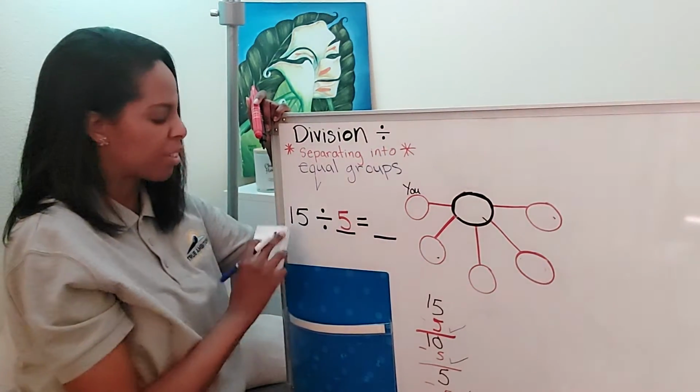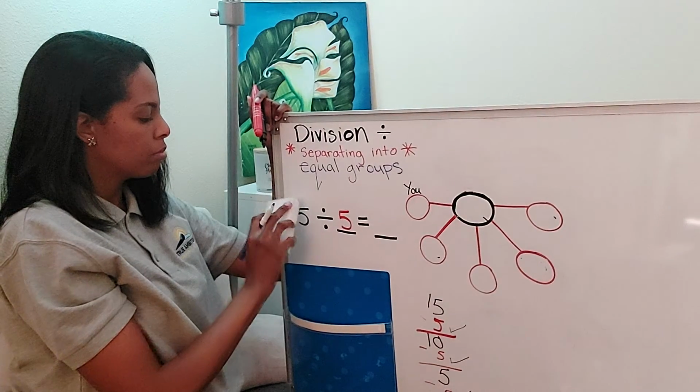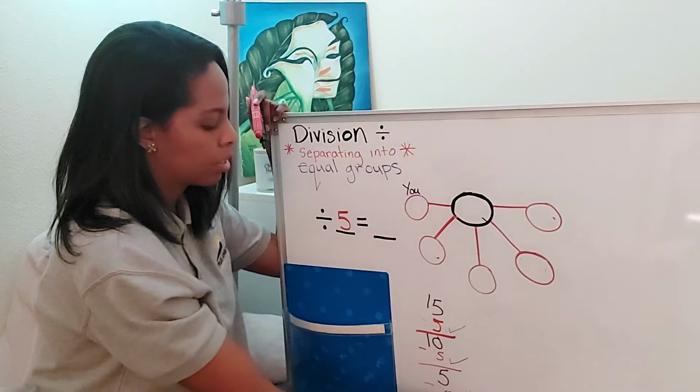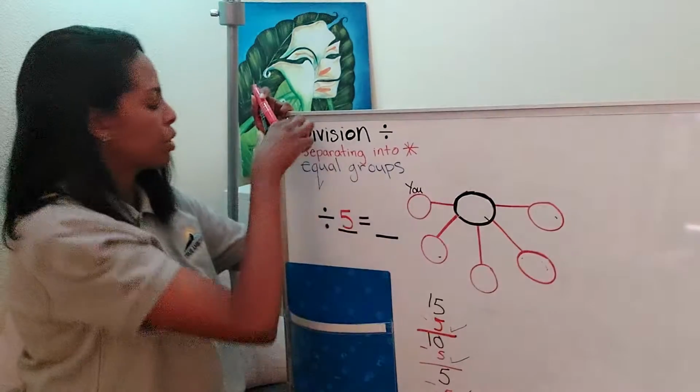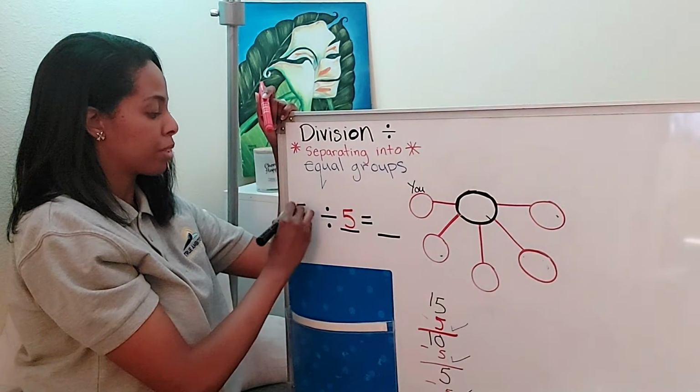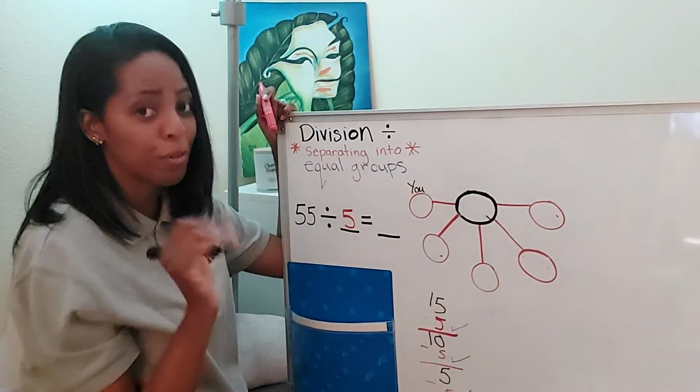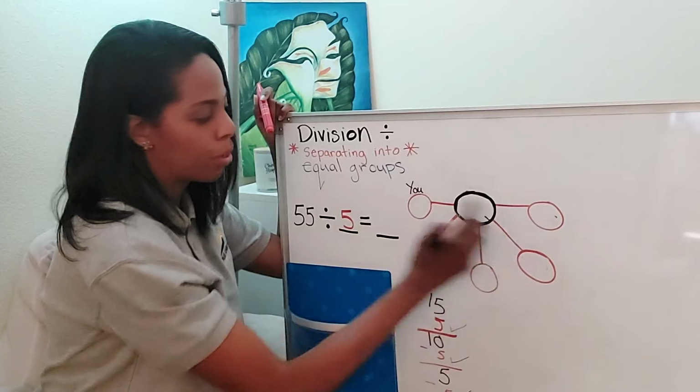I'm going to keep 5 there, though. I'm going to start with 55 gummy bears and 5 friends. 4 friends. 1, 2, 3, 4, and this is you.